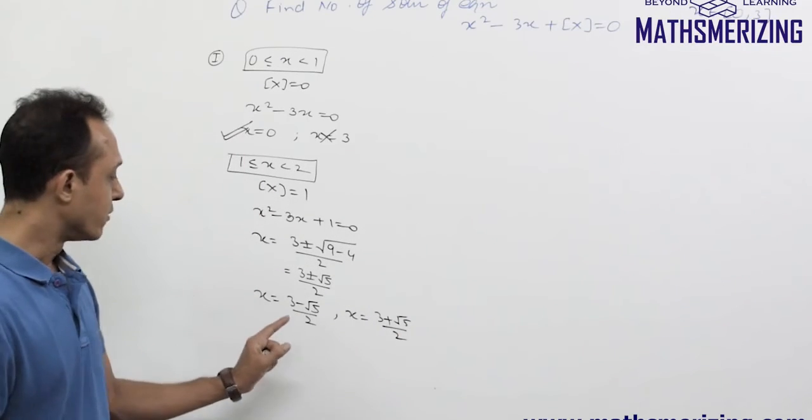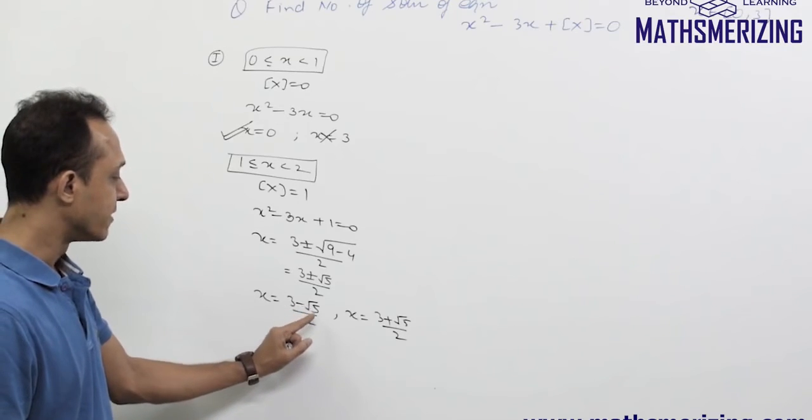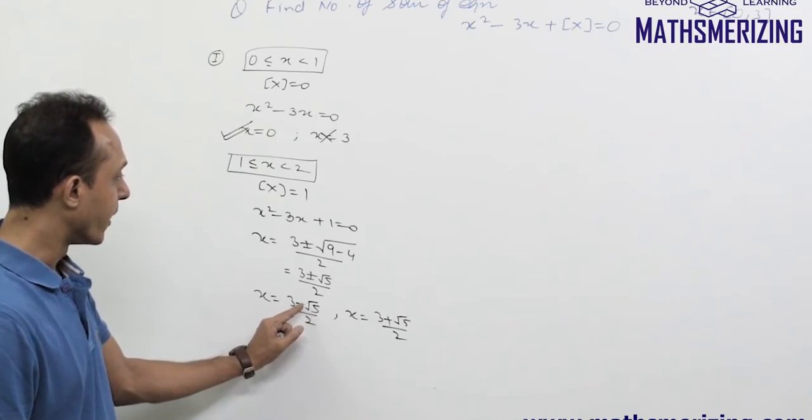Now root 5 is 2.2 something. So 3 minus 2.2 something will be 0.7 something, divided by 2, 0.35.